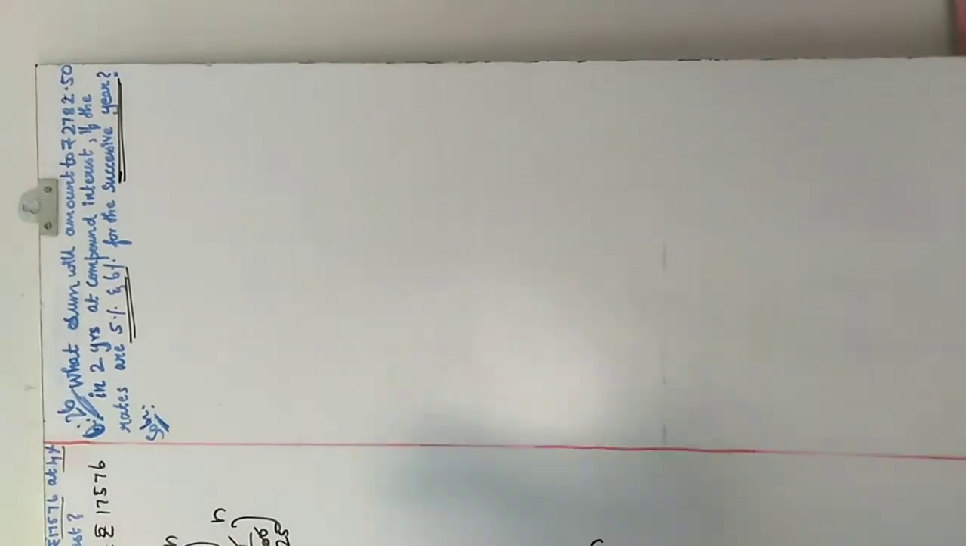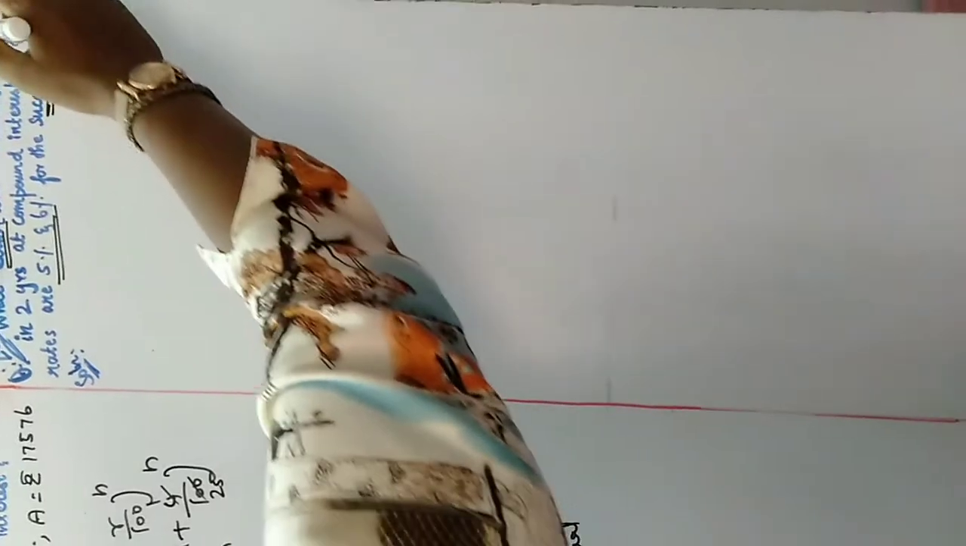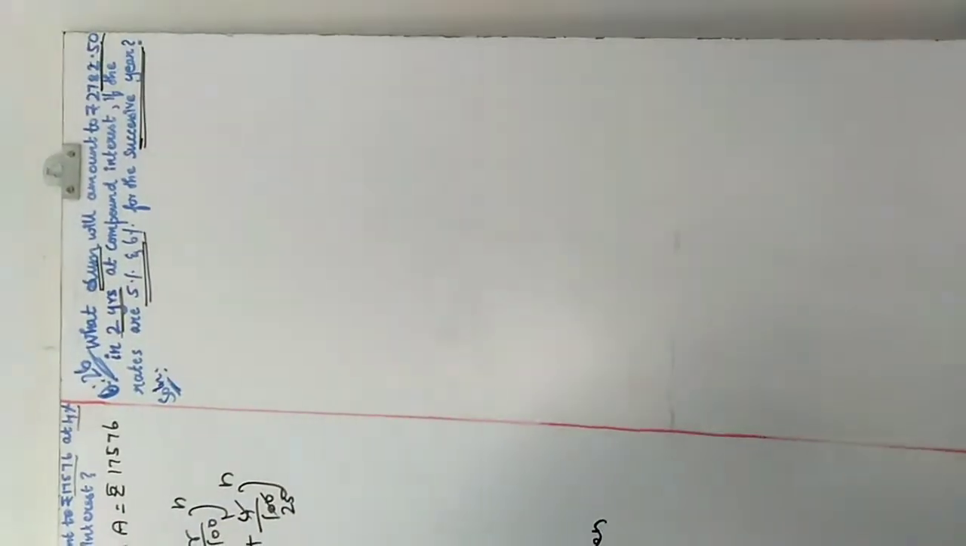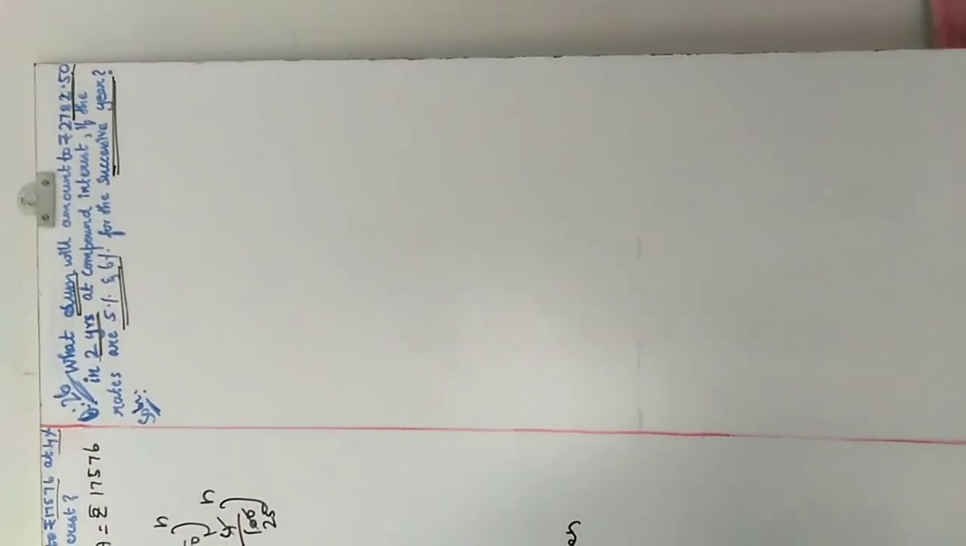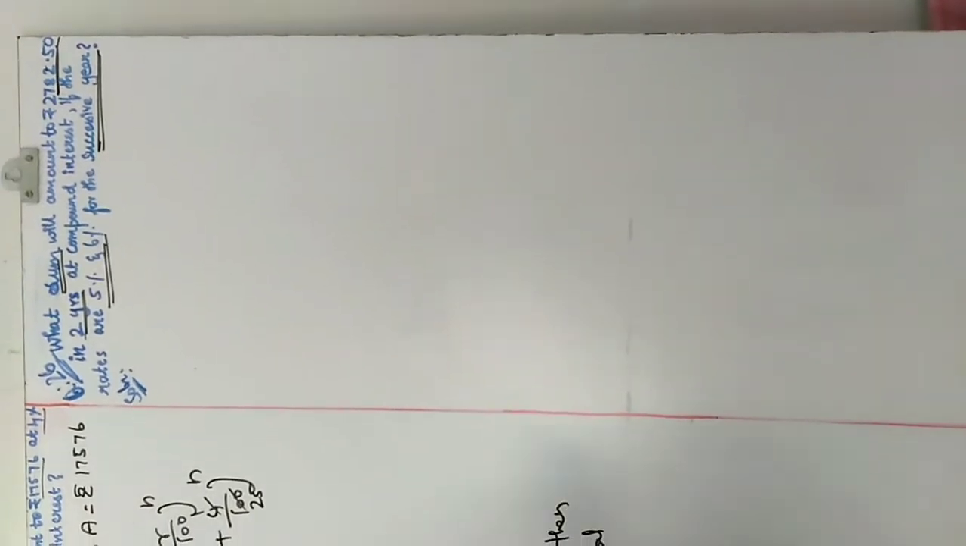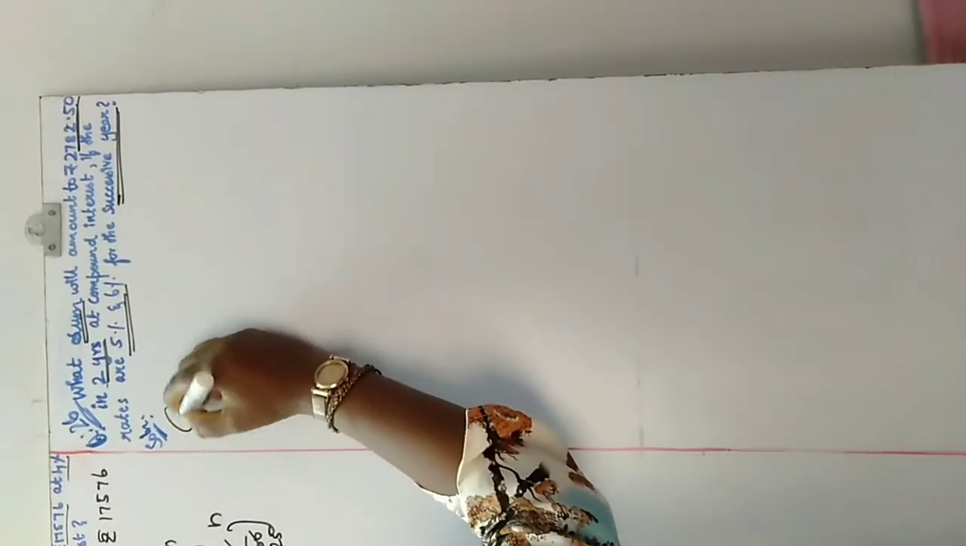Okay. So we want to find the principal here. What sum? Principal we want to find. Here the amount is given, which is 2,782.50. The time period here is 2 years. So using the same amount formula with the successive rate of interest formula, we are going to find this. Okay, this will be very easy, but this is somewhat different from previous sums. Okay, now we'll go to the sum part.